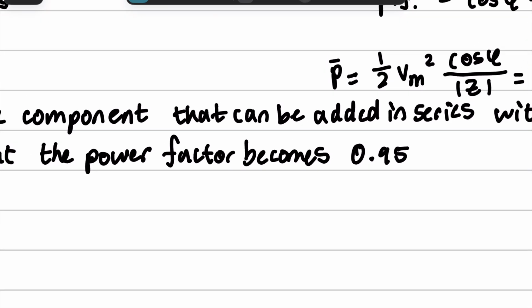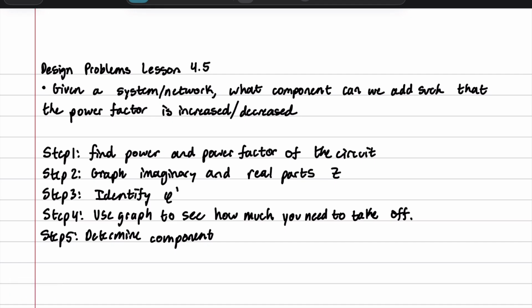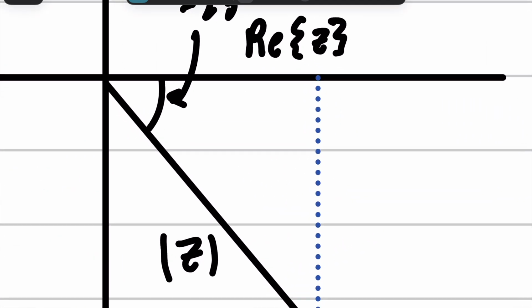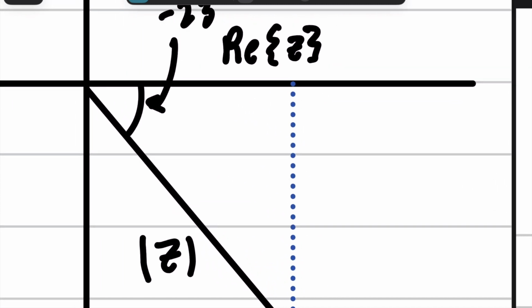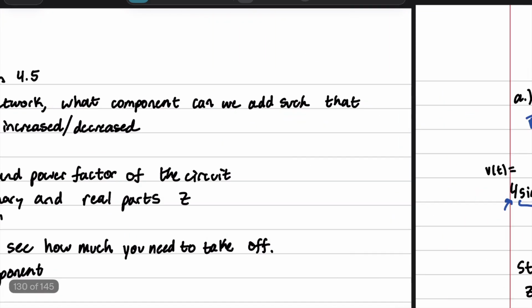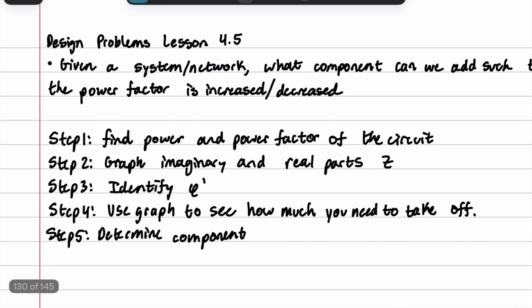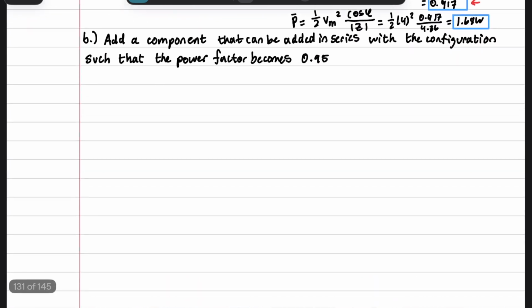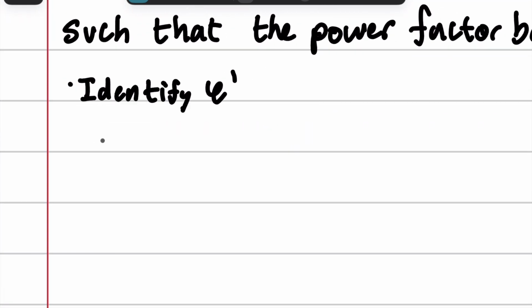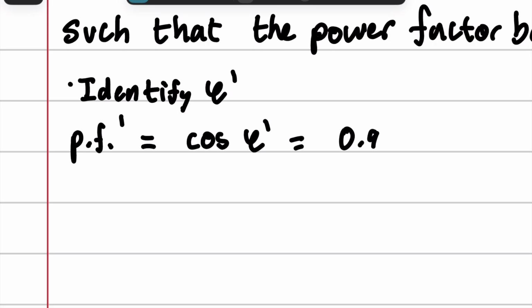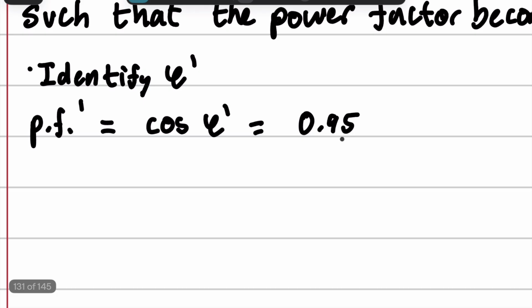So we'll move on to step 2, right? Continue step 2 so that we can visualize this. Actually, no, step 3. We've already graphed our Z right here. We're going to do step 3, which is to identify this new phi. We can identify it by saying that the power factor prime is equal to cosine phi prime, which is equal to 0.95, right? Because we want this new power factor to be this.